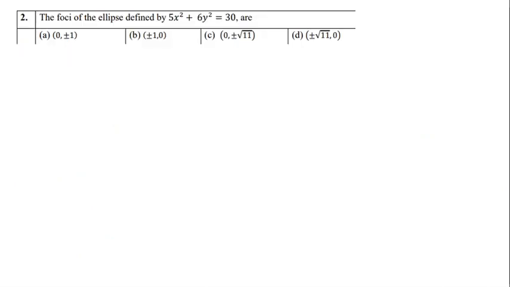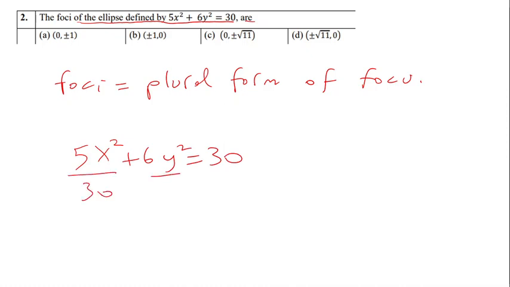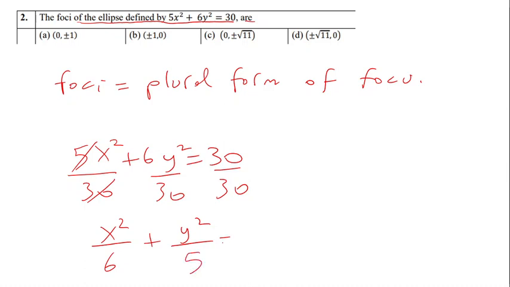Now, the foci of the ellipse here, I want to remind you what foci is. When we say foci, this is the plural form of focus. So foci means the two focuses. The foci of the ellipse defined by 5x squared plus 6y squared equals 30. And always try to make it equal to 1. So this will be x squared over 6 plus y squared over 5 is equal to 1.